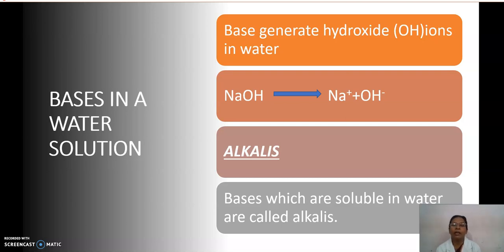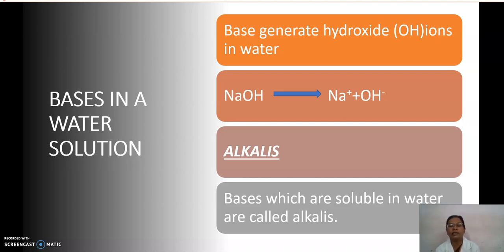For example, if you take sodium hydroxide and mix it with water, it dissociates into Na plus and OH minus ions. For sodium hydroxide, potassium hydroxide, magnesium hydroxide or aluminum hydroxide, any hydroxide, if it is mixed with water, it ionizes into positive and negative ions, that is, Na plus and OH minus ions.